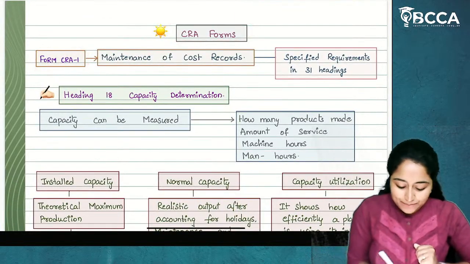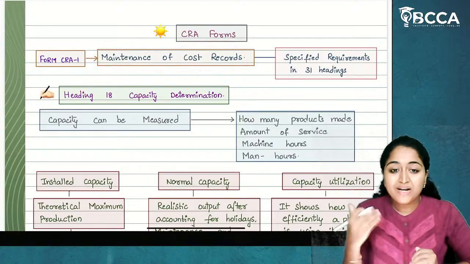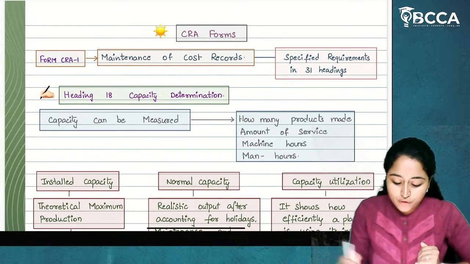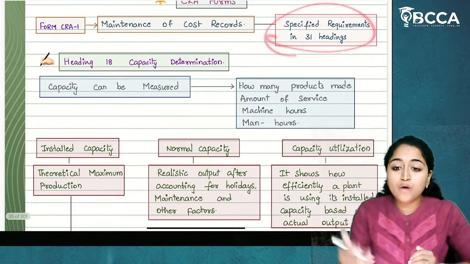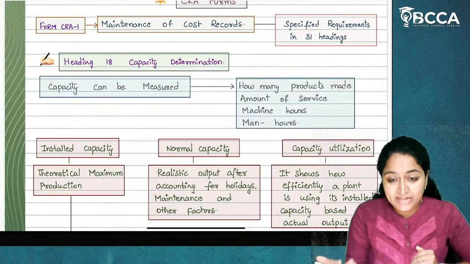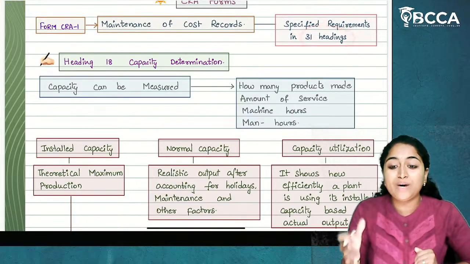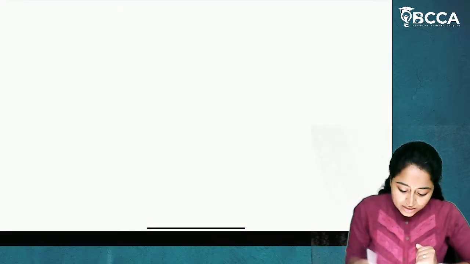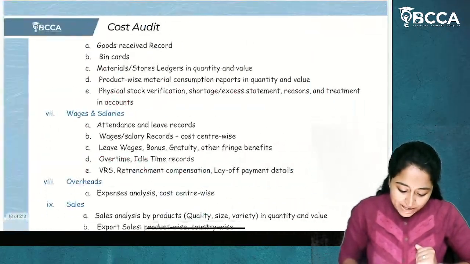Form CRA1 is about maintenance of cost records. Now what is given in maintenance of cost records? Entirely how the cost records should be maintained is specified in 31 headings. Now what are these 31 headings? I have mentioned in my concept book.